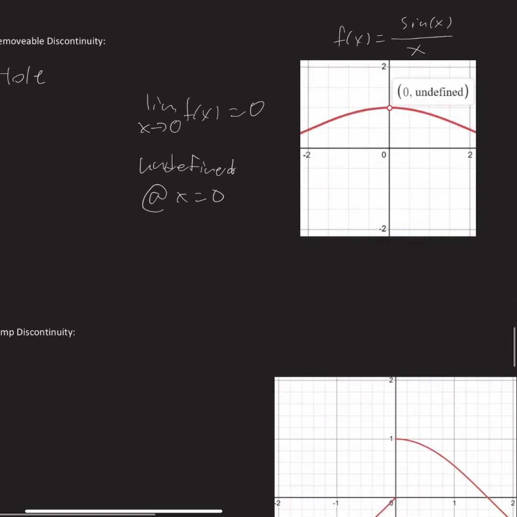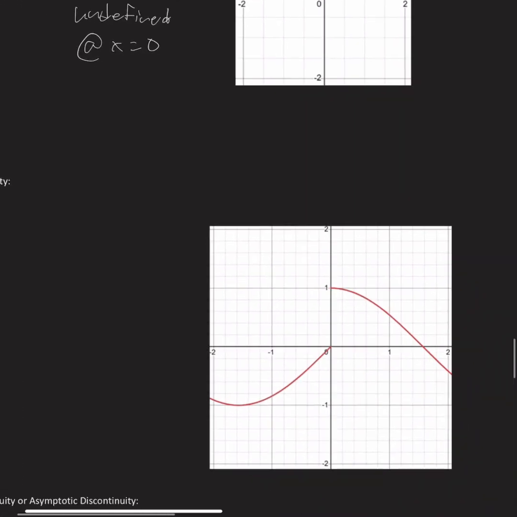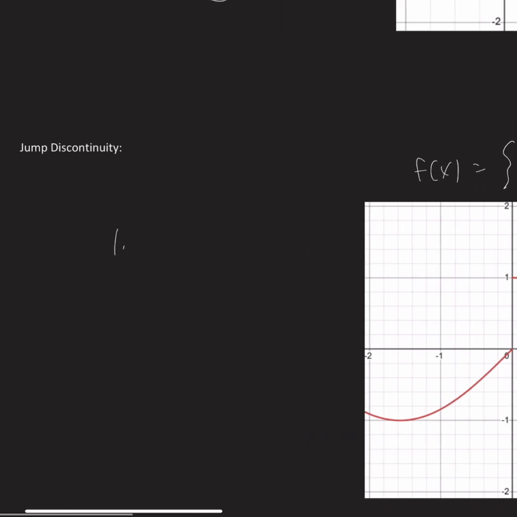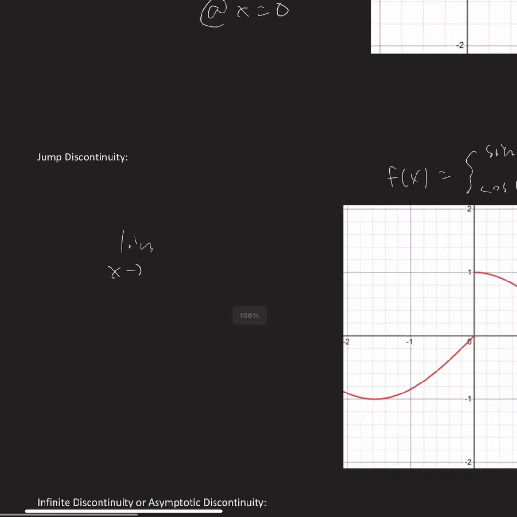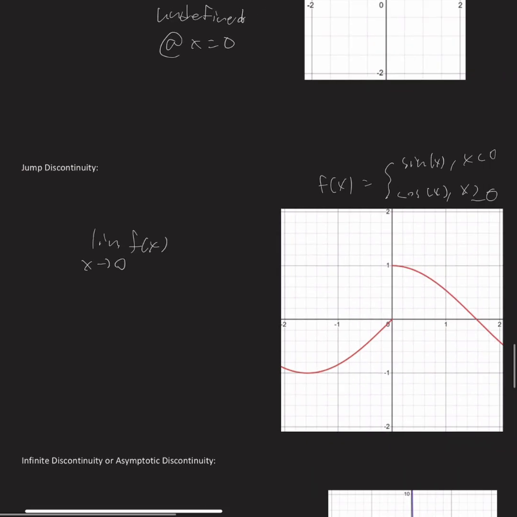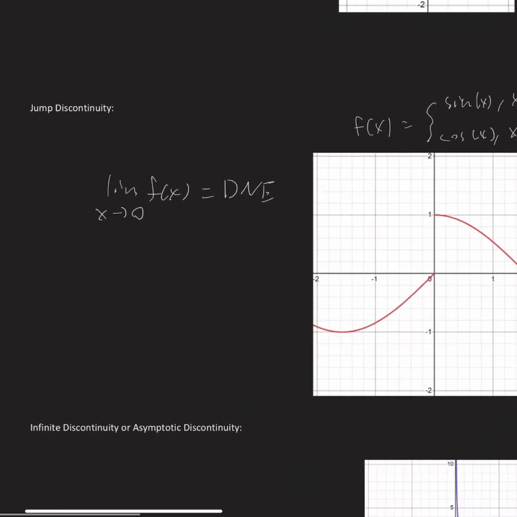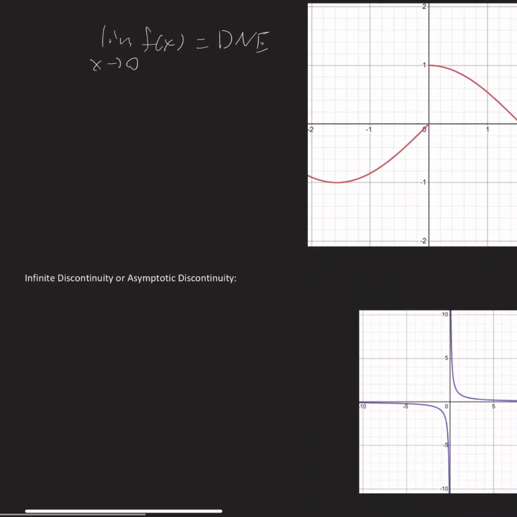That's a removable discontinuity. The jump discontinuity is our previous example we talked about. f of x equals sine of x if x is less than 0, and cosine of x if x is greater than or equal to 0. At this point, the limit as x approaches 0 of f of x does not exist, because there's a jump from 0 to 1 at this point.